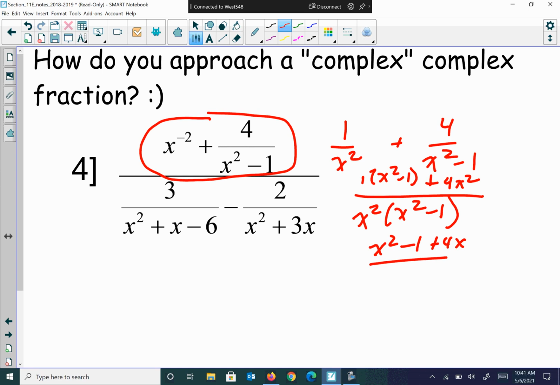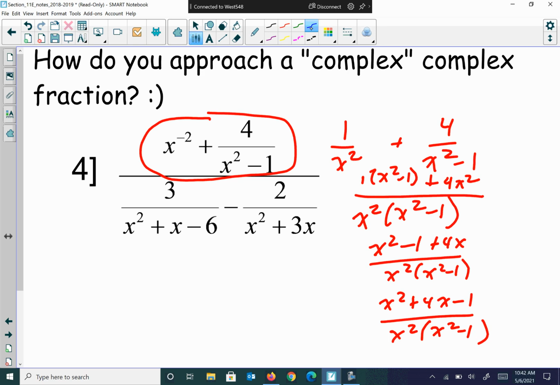4x squared over x squared minus 1. So x squared plus 4x minus 1 over x squared minus 1. Okay, that's my numerator. My numerator fraction. Then I have to go to this one. I know this is going to be x plus 3 and x minus 2. And this is going to be x and x plus 3. So the bottom portion of this, I'm going to have this as its denominator.